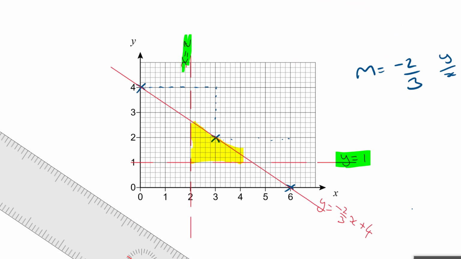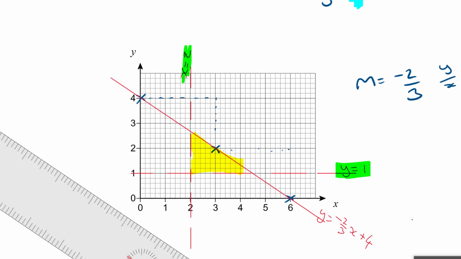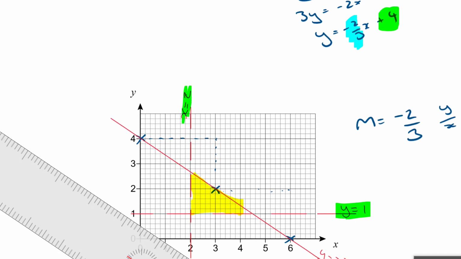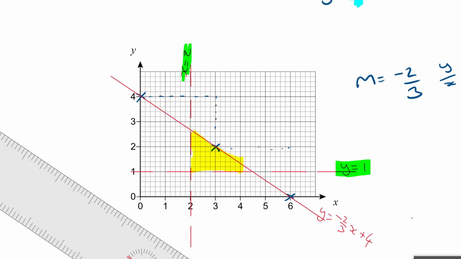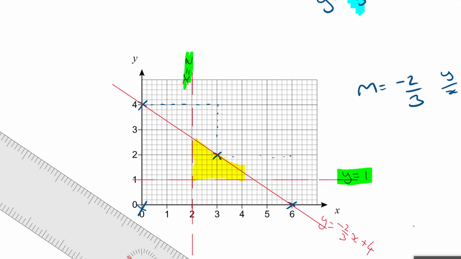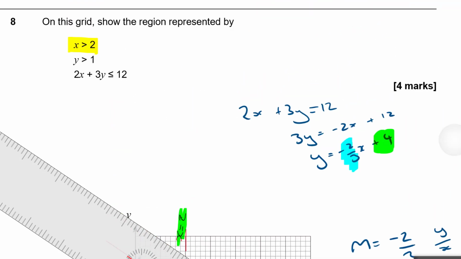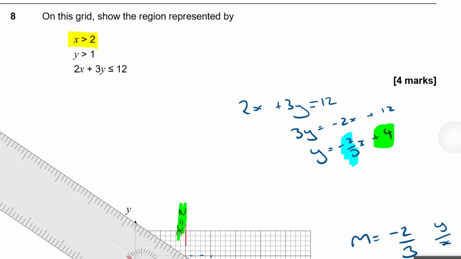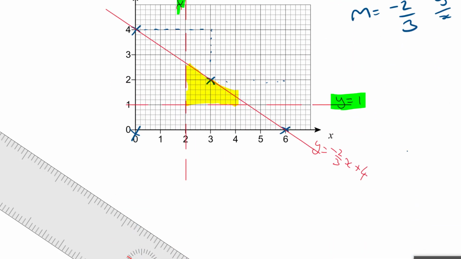These sort of points are the hardest to see which side of the line you want. You can just take a point on one side of the line and sub it in and see if it's true or not. So I could take the point 0, 0 for instance, and sub in 0, 0 and see if it's true. And if it's true, then we're on the right side of the line. So if x is 0 and y is 0, is 0 plus 0 less than or equal to 12? Yes, it is. So yes, it is that area there. So that is the region we're looking for here.